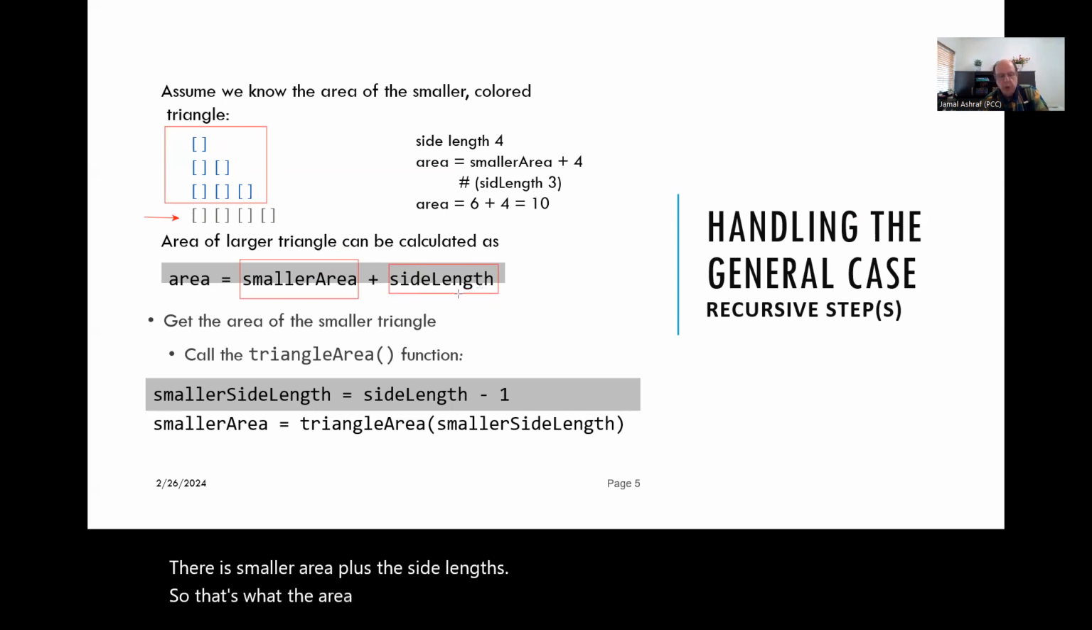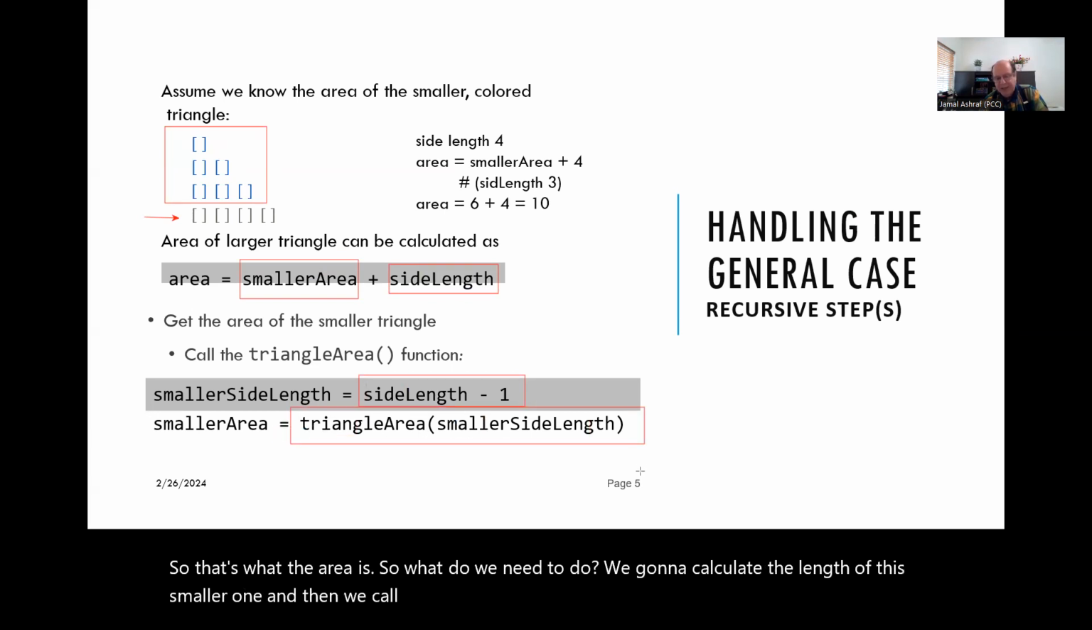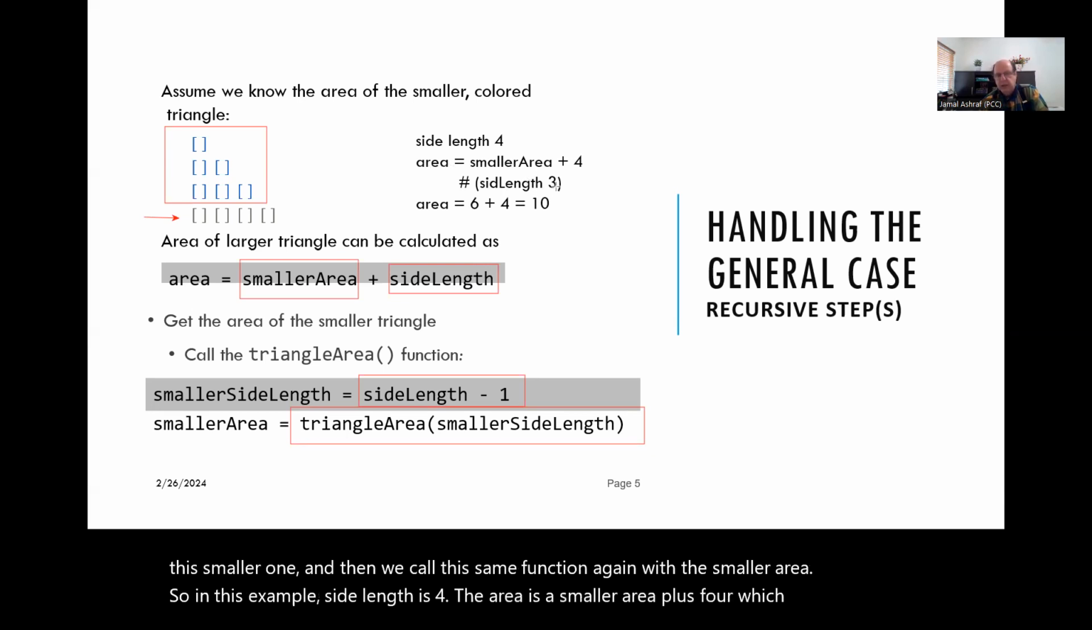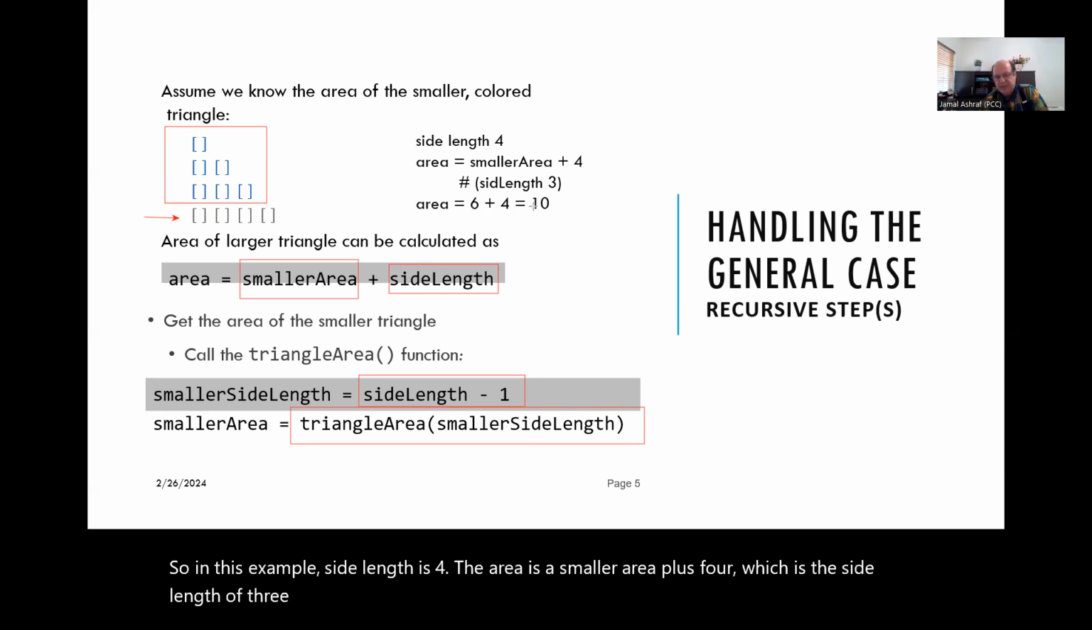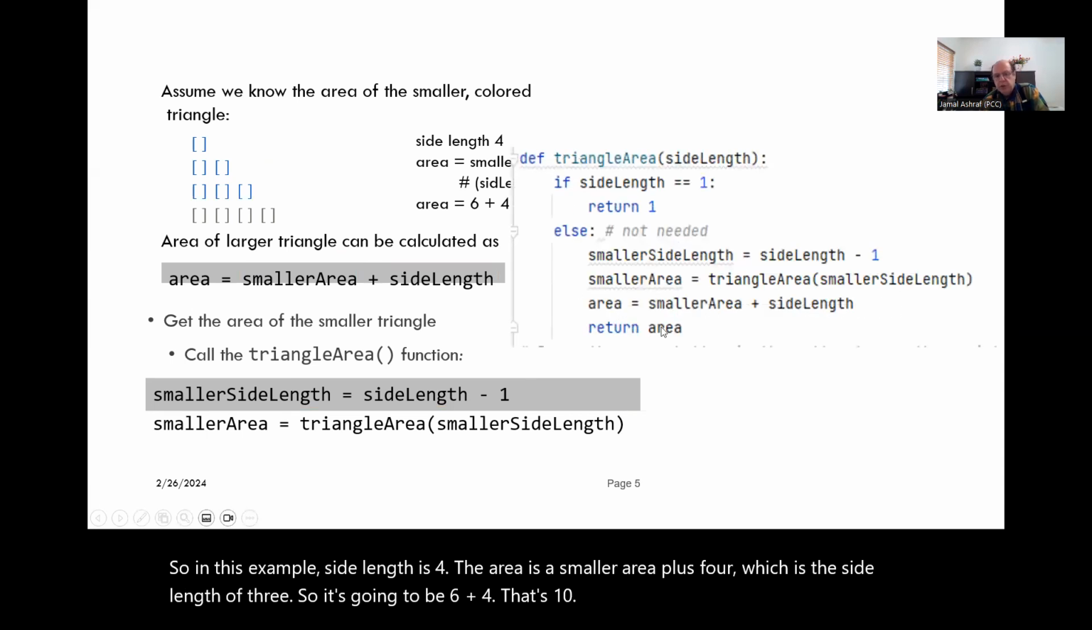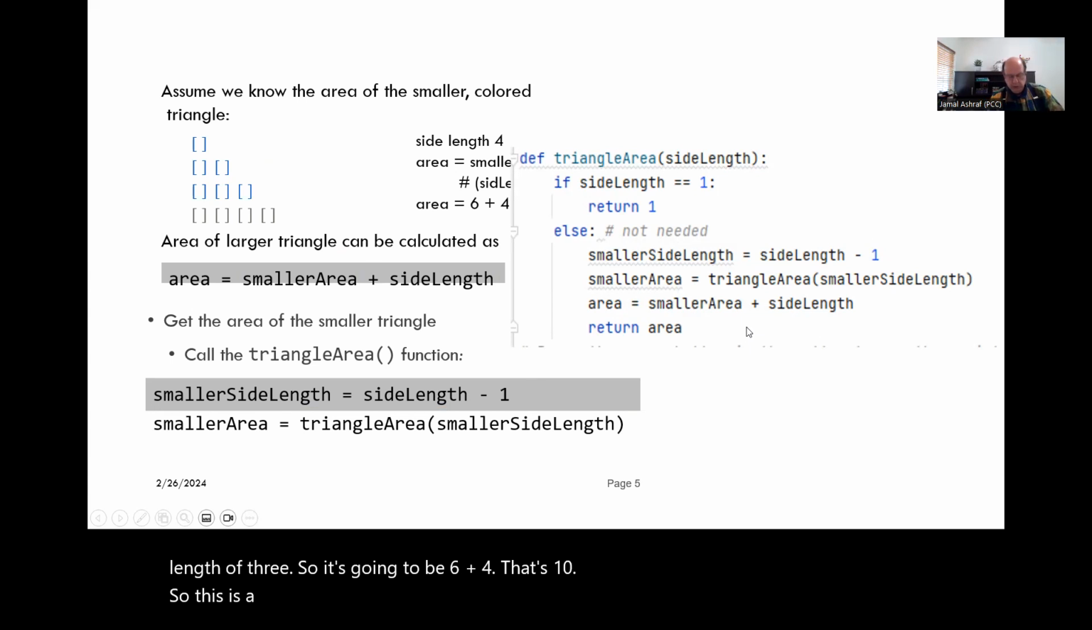So what do we need to do? We're going to calculate the area of the smaller one, and then we call the same function again with the smaller length. So in this example, the side length is 4. The area is the smaller area plus 4, which is the side length of 3, so it's going to be 6 plus 4, that's 10. This is a small piece of code, and I can show you the actual code in PyCharm. I'm using PyCharm for this.